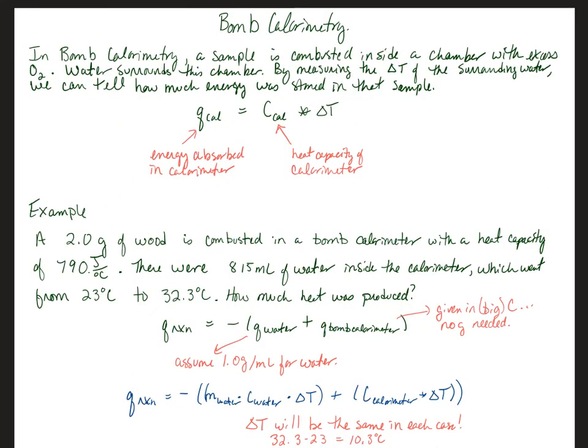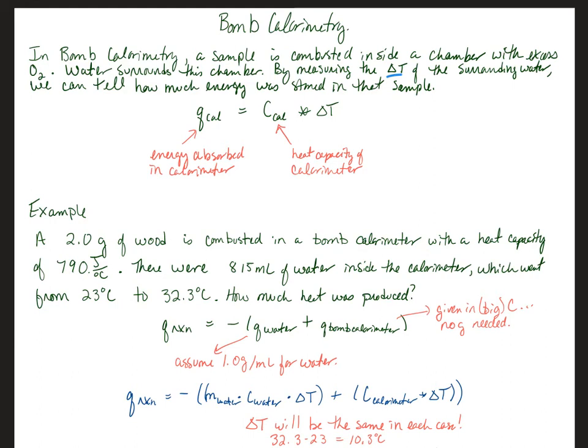Let's try one other type of problem, and that is within bomb calorimetry. So in bomb calorimetry, you literally take a sample and combust it. You burn it into ash inside a chamber with excess O2 gas. So you've got plenty of O2 around. It just does what it says it does. And water is going to surround the chamber. So you measure the change in temperature in the surrounding water, and we can tell how much energy was actually coming from that sample.